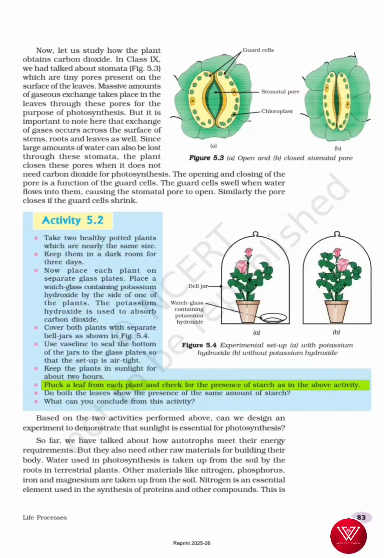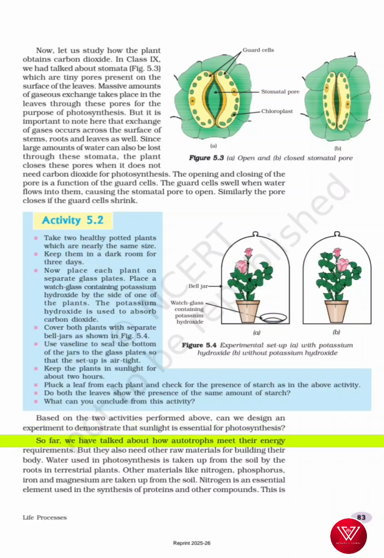Pluck a leaf from each plant and check for the presence of starch as in the above activity. Do both the leaves show the presence of the same amount of starch? What can you conclude from this activity? Based on the two activities performed above, can we design an experiment to demonstrate that sunlight is essential for photosynthesis?